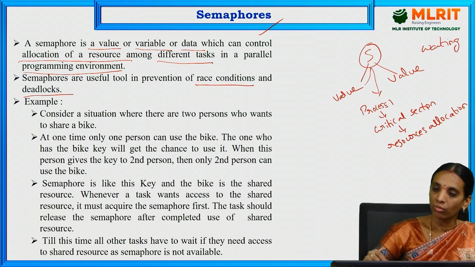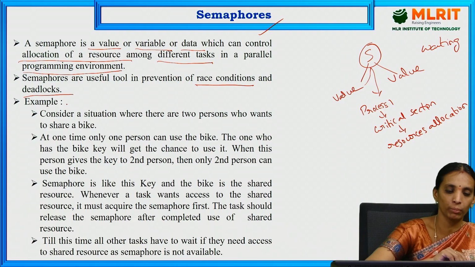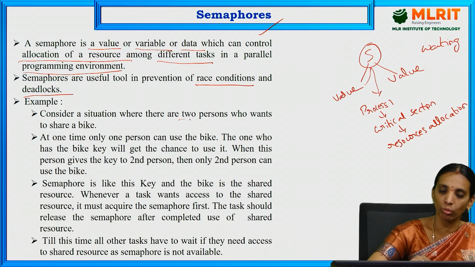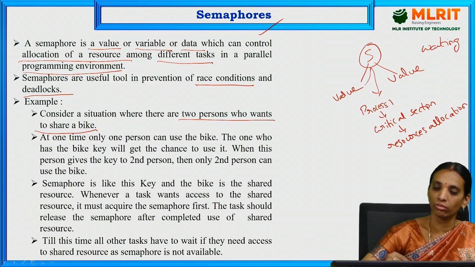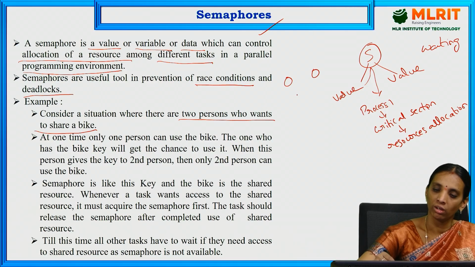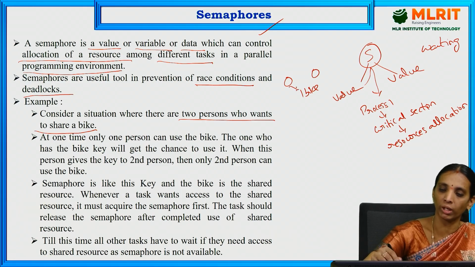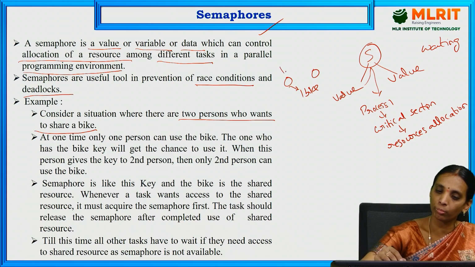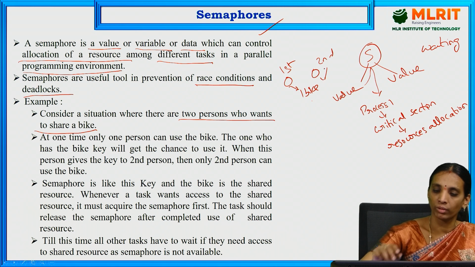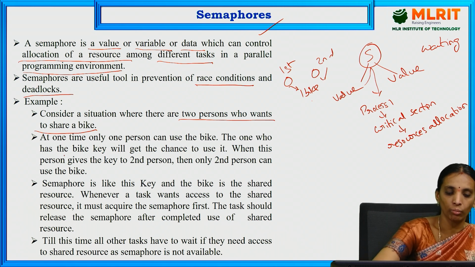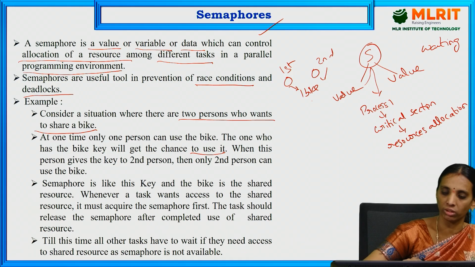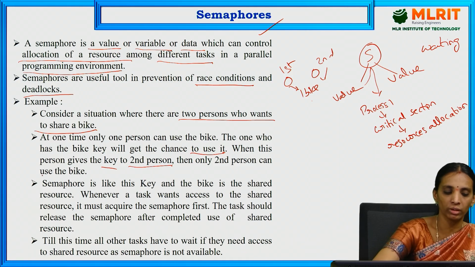Here we can see the operation of a semaphore by using an example. Consider a situation where two persons want to share a bike. We have only one bike and they want to share that bike. At one time only one person can use the bike. Whenever the first person releases the bike, then only the second person can handle that bike. The one who has the bike key will get the chance to use it. When this person gives the keys to the second person, then only the second person can use the bike.